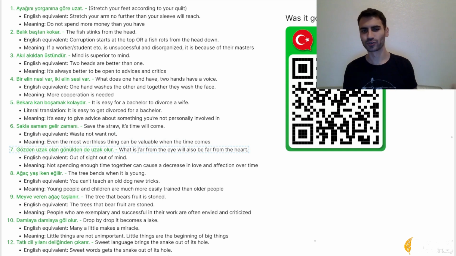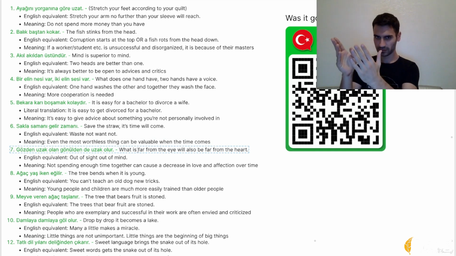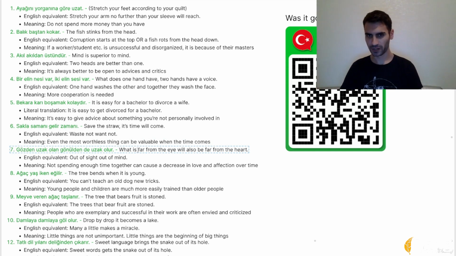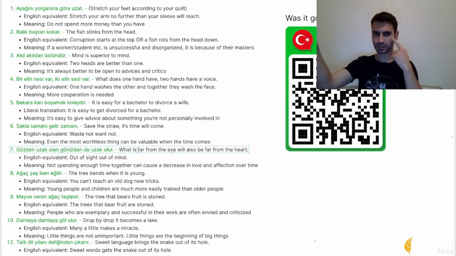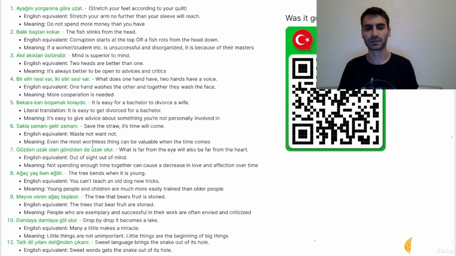Gözden uzak olan gönülden de uzak olur. What is far from the eye will also be far from the heart. Gözden uzak olan gönülden de uzak olur. De means like to, also. To or also. Ağaç yaş iken eğilir. The tree bends when it's young.